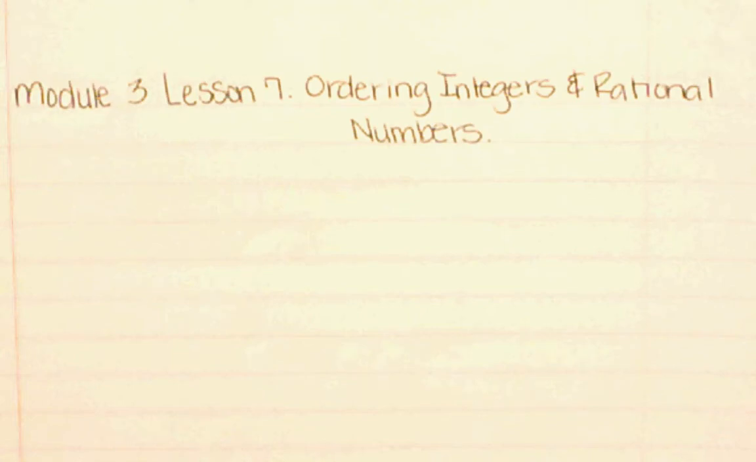Hi guys, today we're working on Module 3, Lesson 7, Ordering Integers and Rational Numbers. So really we're ordering numbers from greatest to least or least to greatest, whatever they ask for us to do. So I'm going to give us a problem. We're going to take time to write it down like a story, and then we'll go through it and I'll show you guys how to work on it.